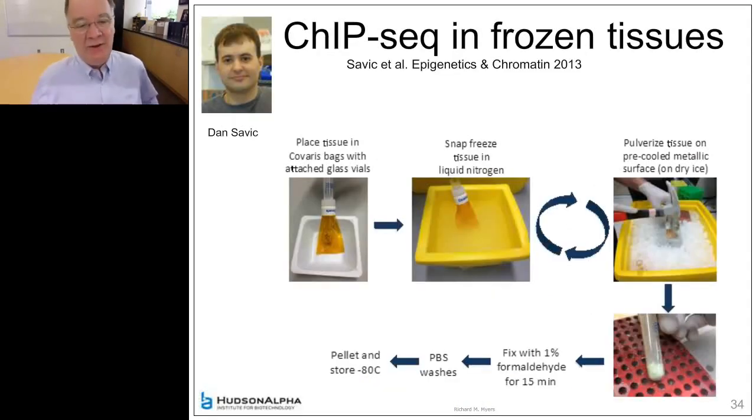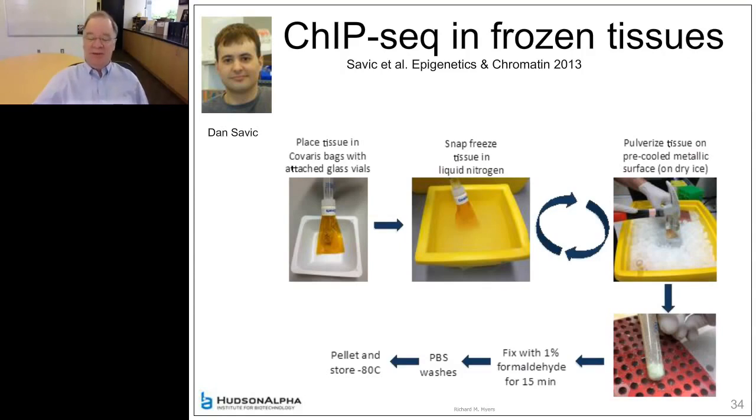I will brag on Dan Savic, postdoc in my laboratory, very talented postdoc who's experimentally amazing, but also works and analyzes lots of data. And he figured out a way. We were trying to do ChIP-seq in tissues, lots of different tissues, human and mouse, and could not get any of the one or two published methods to be robust or reproducible enough. And so he developed a method where it's very simple.